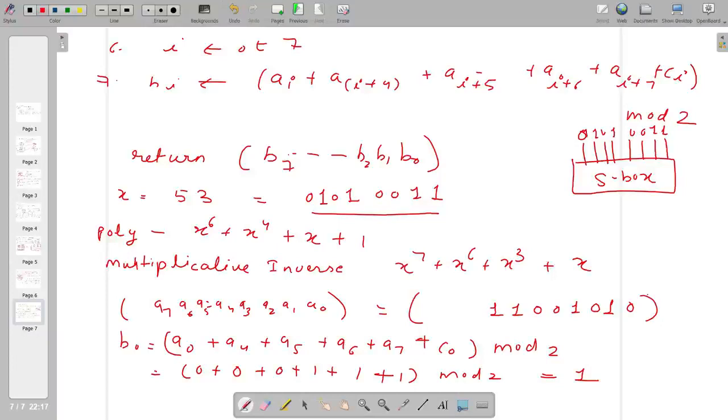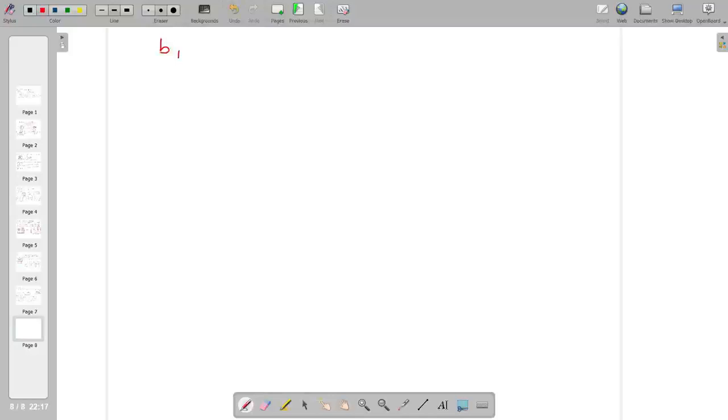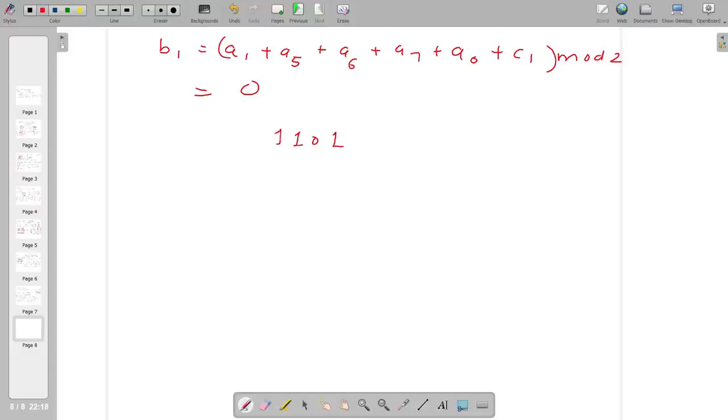In this manner we can calculate b1 also. So b1 will be a1 plus a5 plus a6 plus a7 plus a0 plus c1 mod 2, and when you calculate it comes out to be 0. This is how we generate the S box for AES. Similarly we can calculate all the other b2, b3, b4 up to b7, and when we put it together it comes out to be 1110 1101.